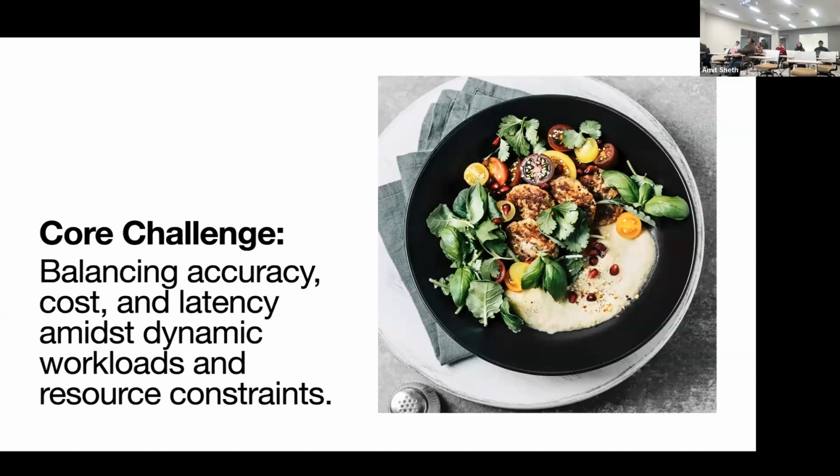So what is the core challenge I would like to highlight here? I start with this core challenge because it is super important. And if you understand this core challenge, that's about the takeaway I want you to have for this talk.